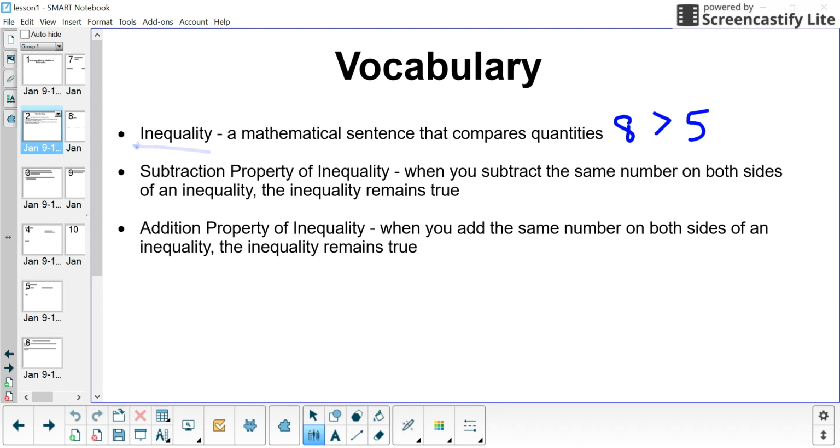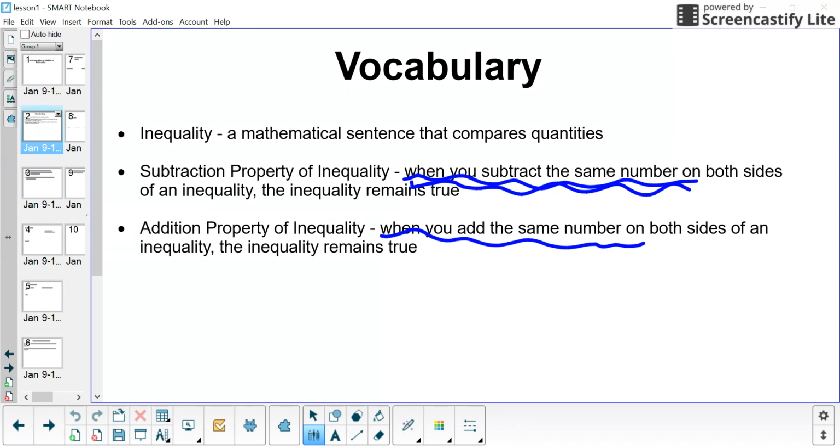The subtraction property of inequality is the next vocabulary word that you need to know, and that is that when you subtract the same number on both sides of an inequality, the inequality remains true. There's also an addition property of inequality, which is when you add the same number on both sides of an inequality, the inequality remains true as well. So the first one is when you subtract the same number. The second one is when you add the same number on both sides.